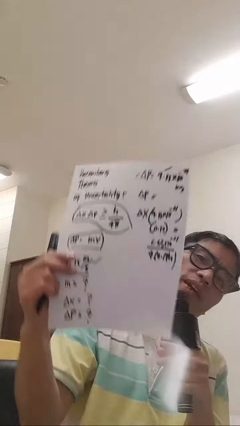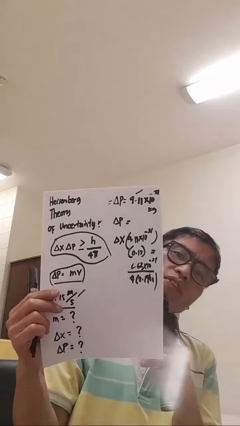Okay? 4 pi. 4 times 3.14, 16. So in this manner, by direct substitution, we can obtain the value of the uncertainty in the position of the electron particle.